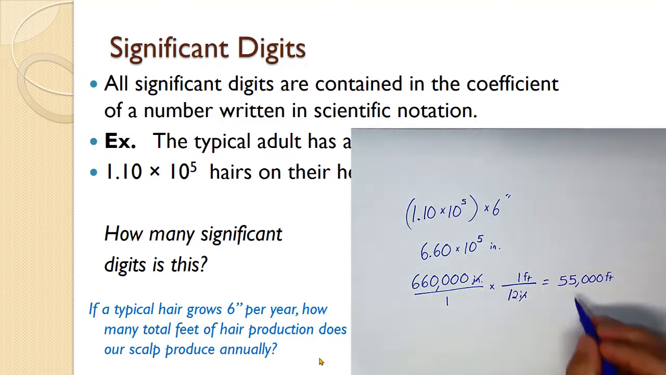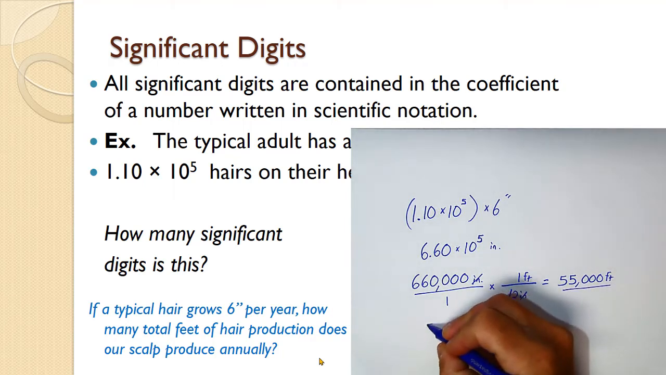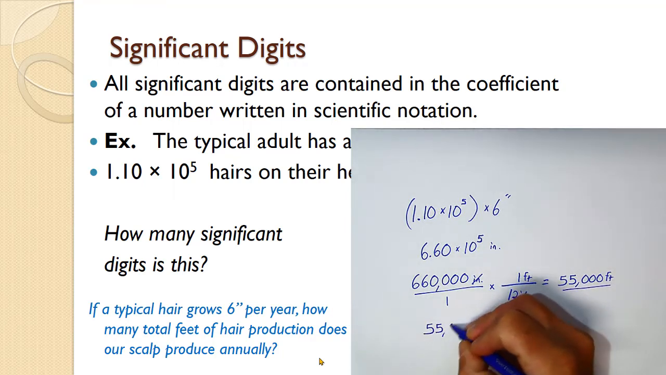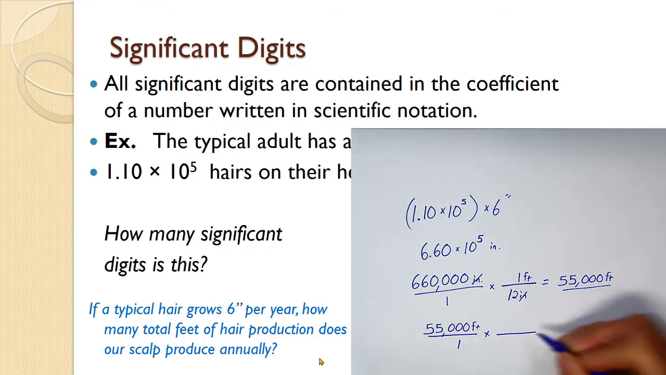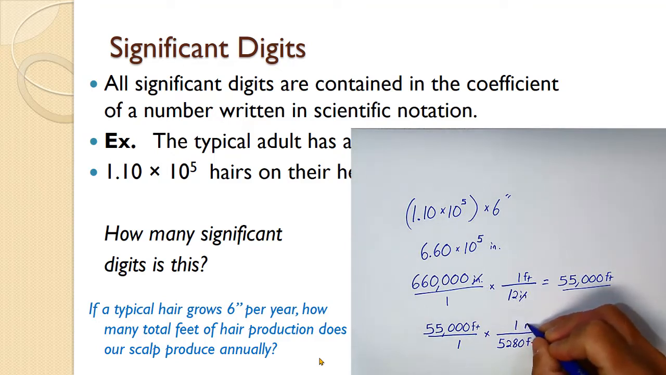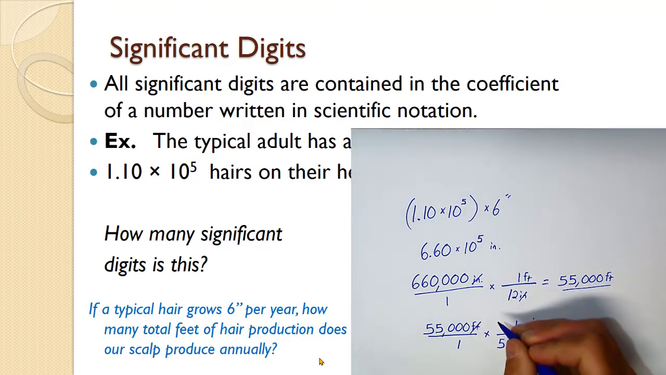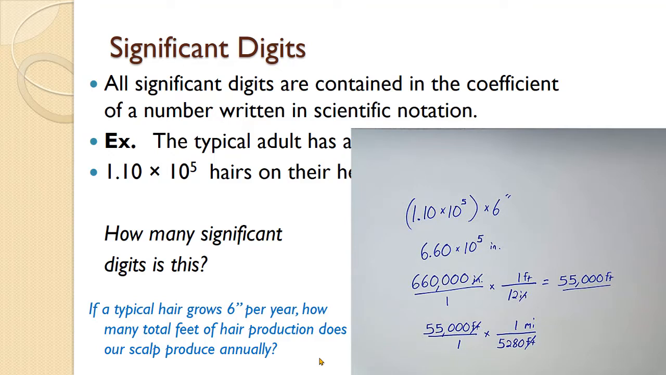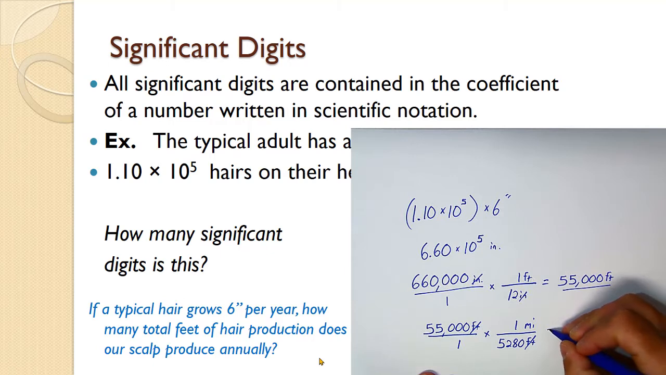55,000 feet. Now you might be curious, how many miles is that? Let's go one step further. 55,000 feet. You could look on your conversion sheet to verify that there are 5,280 feet per mile. And so if we take 55,000 and divide it by 5,280, we get 10.4.